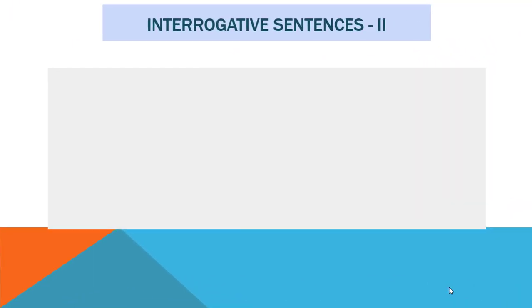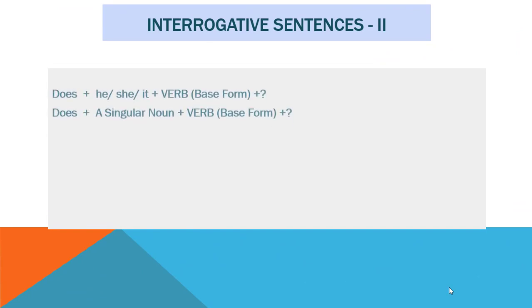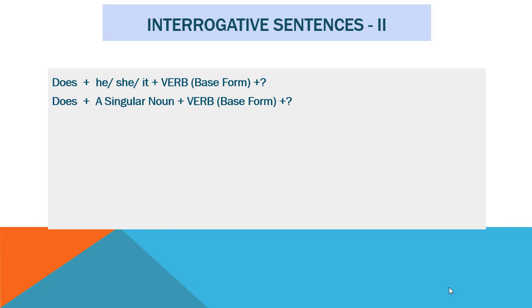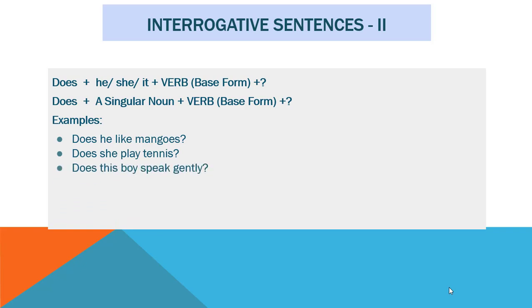In interrogative sentences, we also use does plus he, she, it plus verb that is base form plus question mark, or does plus a singular noun plus verb that is also base form plus question mark. Examples: does he like mangoes? Does she play tennis? Does this boy speak gently? In these examples, we have used singular subject as well as singular noun. In this way, we have used does.